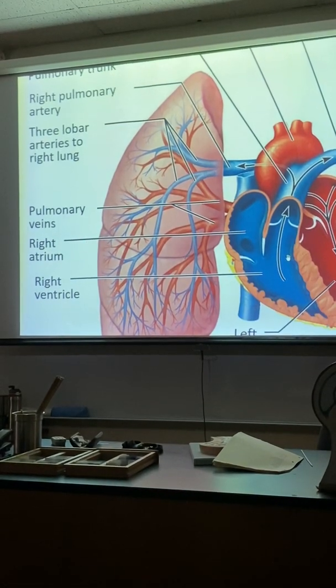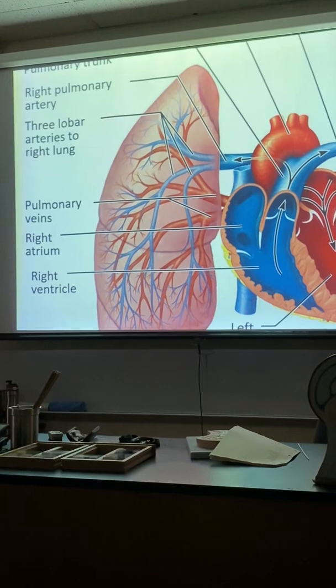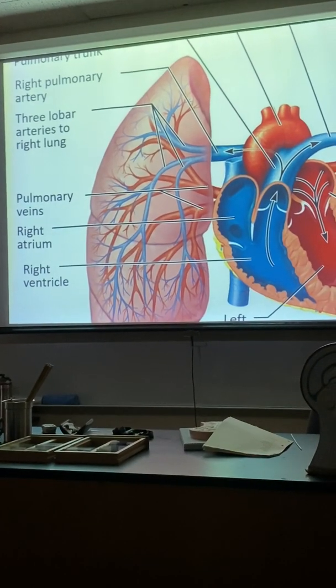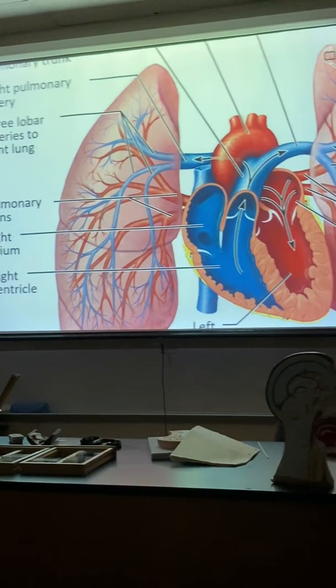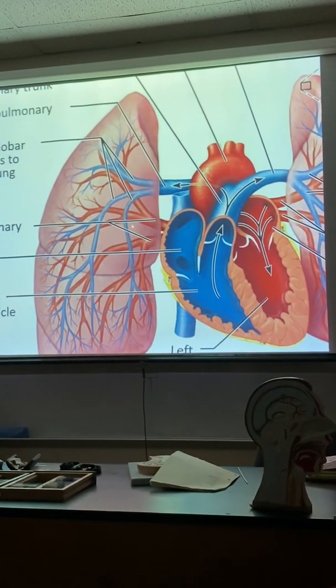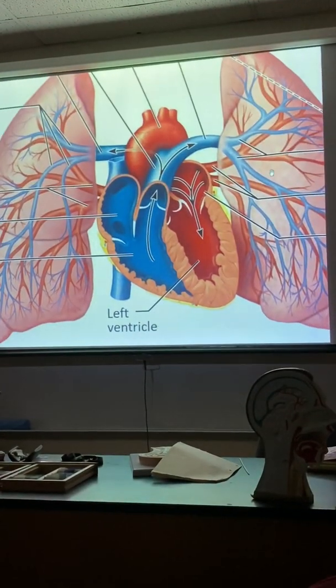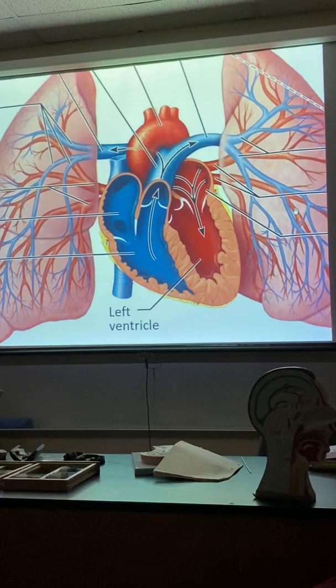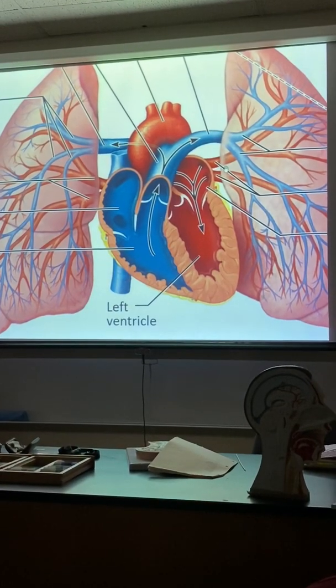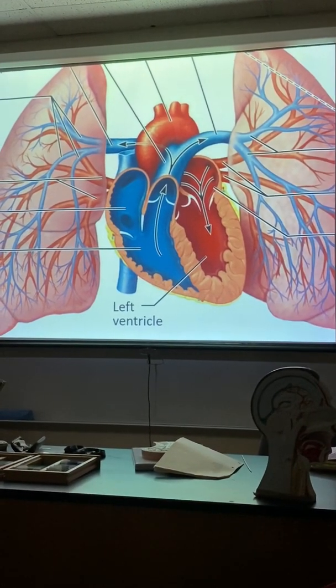They then continue to branch and branch until they get to the capillaries, and then they will merge and merge until they drain into the pulmonary veins, which don't really follow a lobar pattern. So we just call them pulmonary veins. That's pretty easy there.